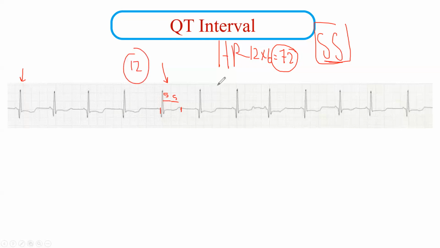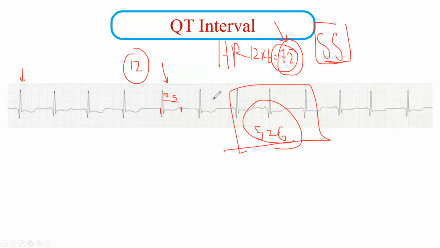When I put 12 and the heart rate of 72, it's almost 526. I will use Bazett's formula because the heart rate is in the normal range. So it's prolonged, right? This patient is most likely having hypokalemia. We have features of hypokalemia, and we will talk about this in a different video. So this is how you calculate the QT interval. This is very important to know the patient's risk for torsades de pointes. And that's it. Thank you.